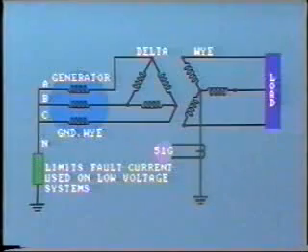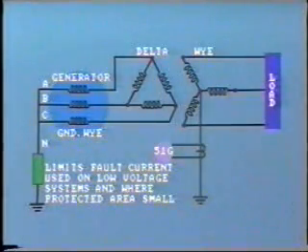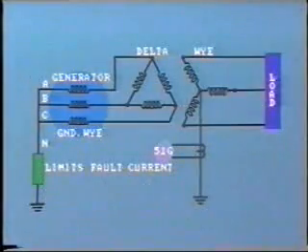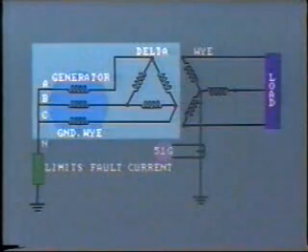This method is used on systems up to about 30 kV and where the protected area is quite small. For example, in the case of the generator, we are protecting against a ground fault within the generator itself, or the short length of line, cable, or bus to the transformer.